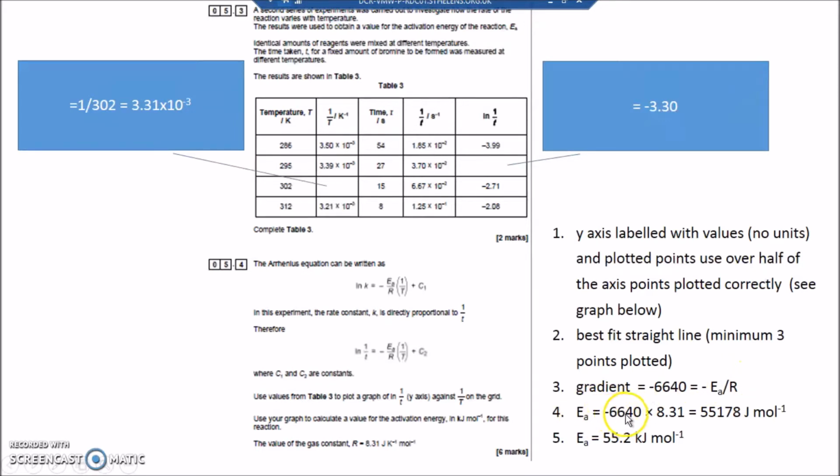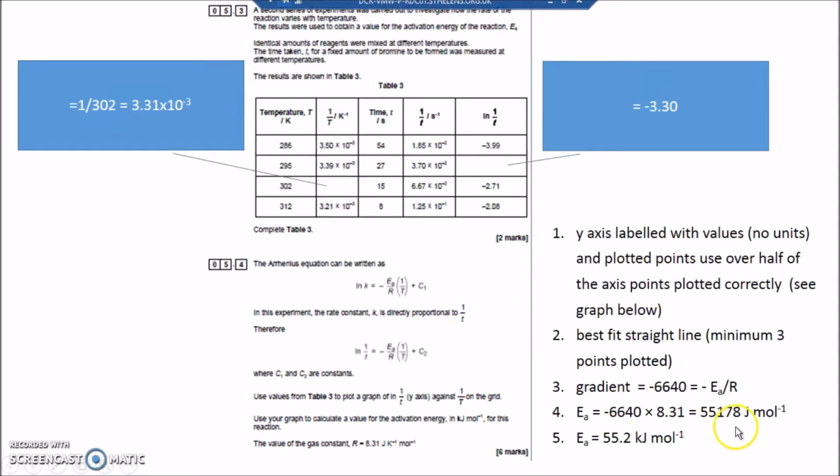I can reverse both sides, so now 6640, there shouldn't be a minus there. Activation energy is 6640 multiplied by 8.31, so I've taken the minus signs away from each side: 6640 multiplied by R, which is 8.31, equals the activation energy, 55178, and it's in joules per mole. Then I need to turn it into kilojoules per mole by dividing by 1000 and rounding it to 3 significant figures, because all of the other numbers are in 3 significant figures.